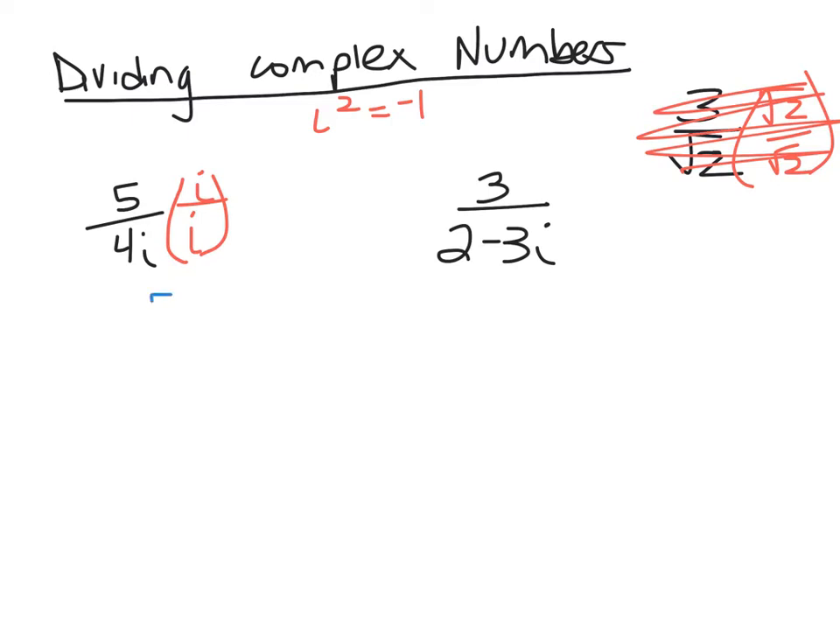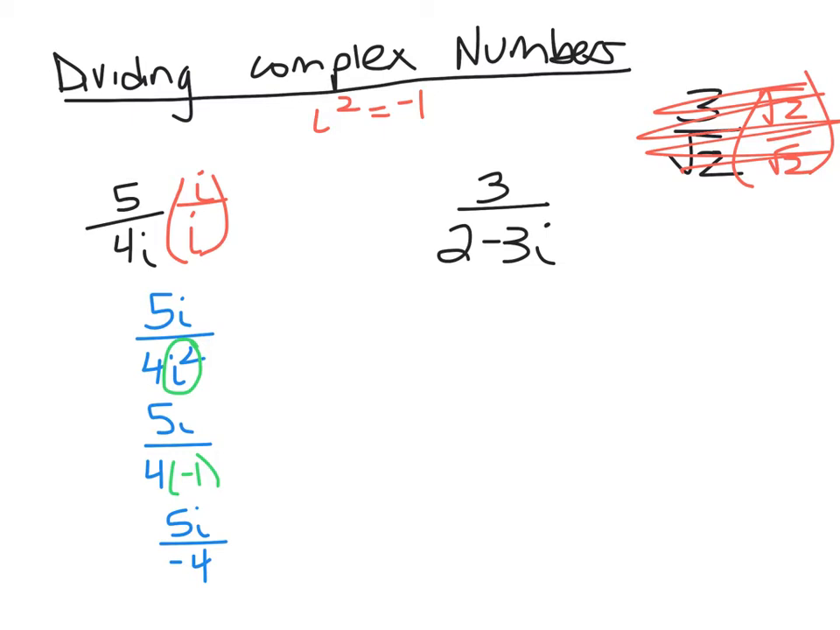So that would give my numerator 5i over my denominator 4i squared, but we just said that i squared is equal to -1, so that means this is 5i over 4 times -1, which would give me 5i over -4. So now I've gotten my i out of the denominator and I'm happy.